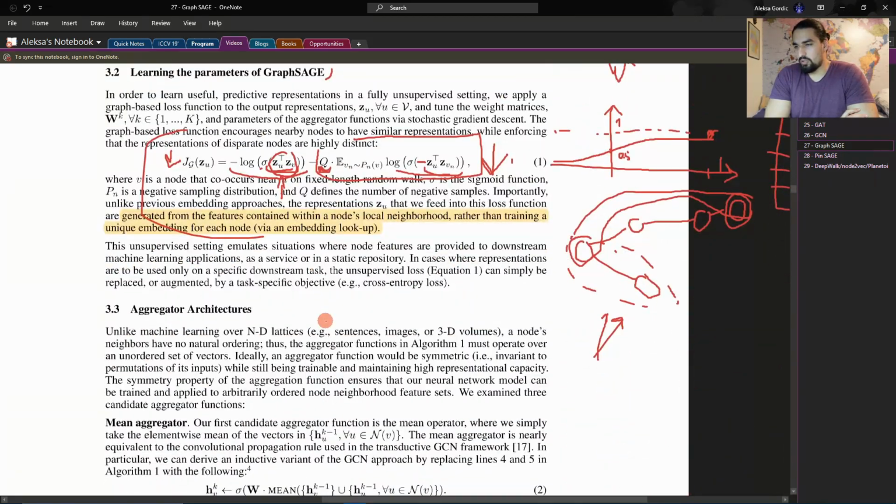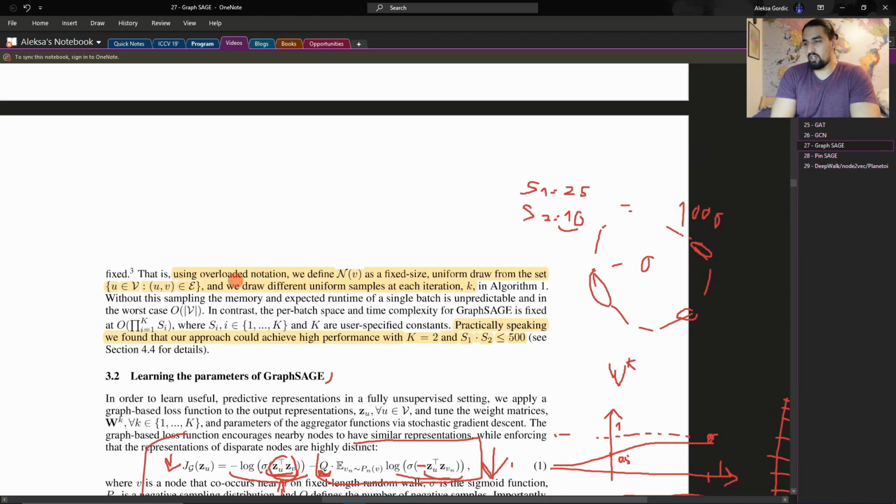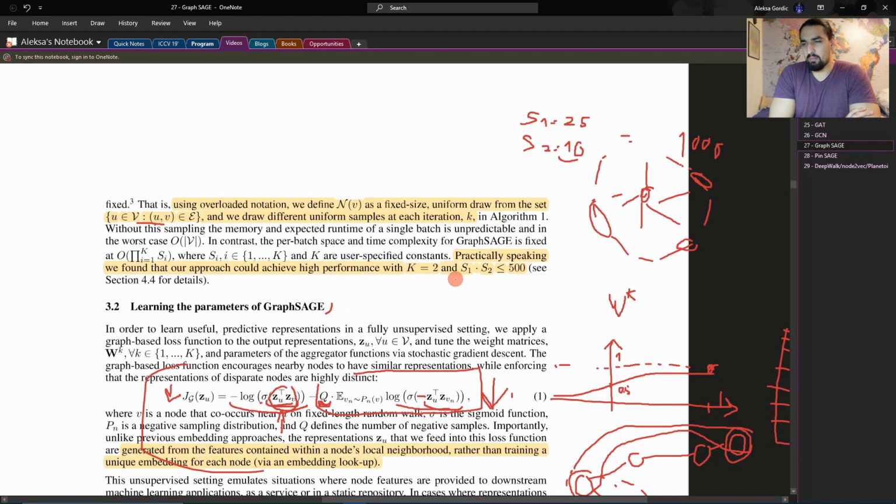Okay, where was I? Here. And they mention that here, so we're using an overloaded definition. We define the neighborhood as a fixed-size uniform draw from the set of those edges. So from the full neighborhood, we draw different uniform samples at each iteration. That means this node will have different neighborhoods picked up for every single layer of GraphSage. So it's stochastic. And they also mention here that they usually keep the product less than 500, to have this trade-off between the performance and the efficiency of this algorithm.